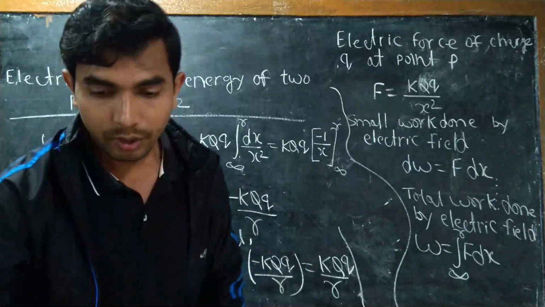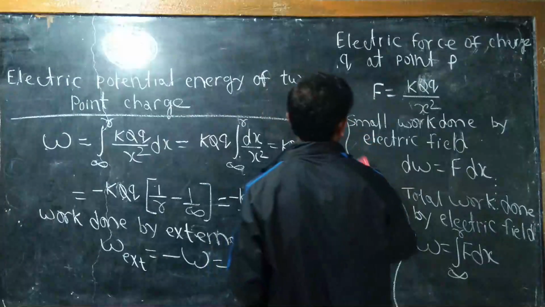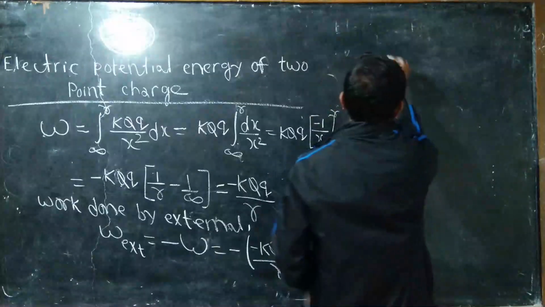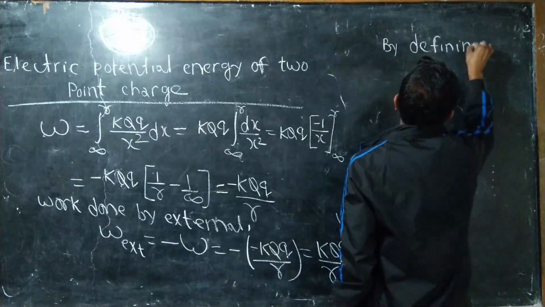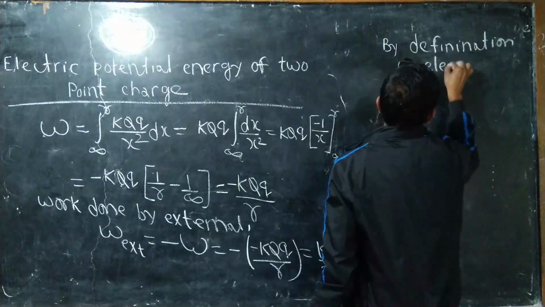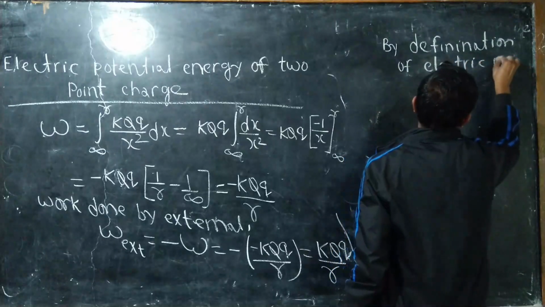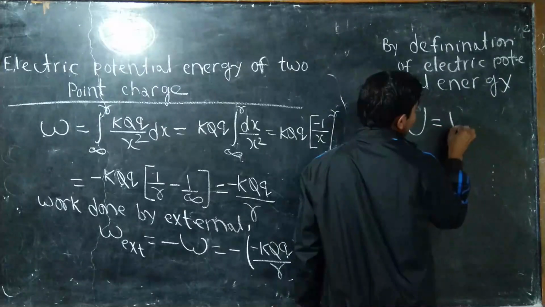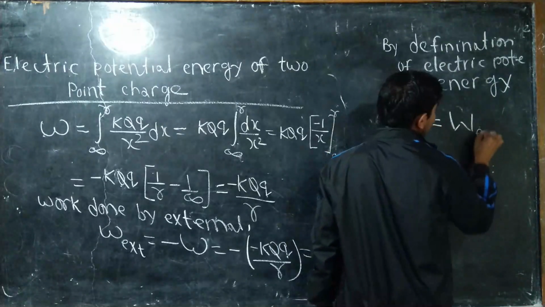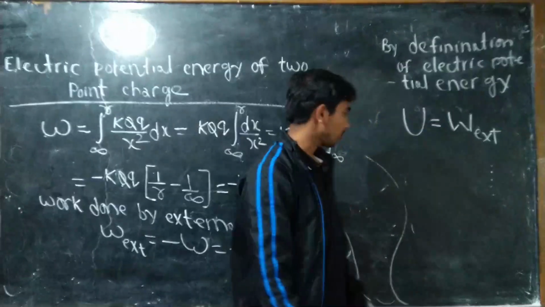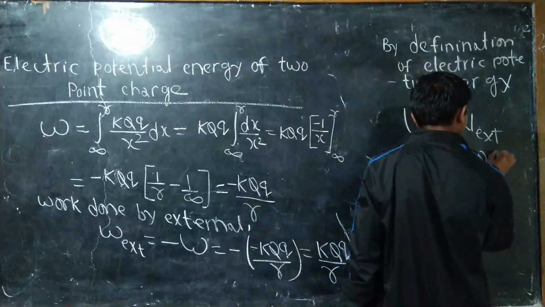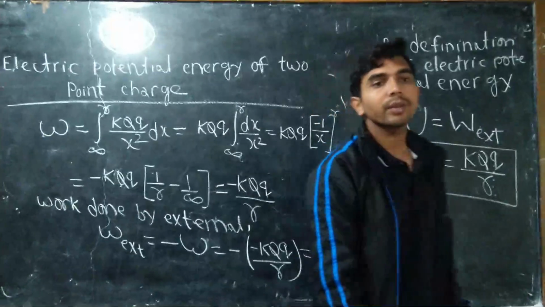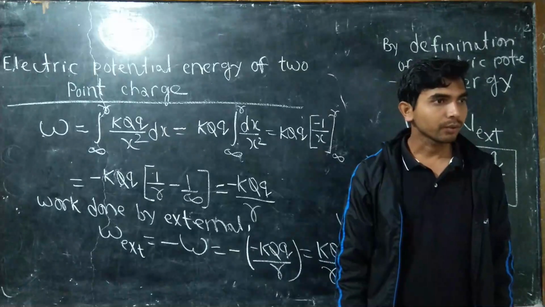So next we can write, by the definition of electric potential energy, that the electric potential energy is equal to W external, and W external is KQ by R. So this is your formula to calculate the potential energy due to two point charges.